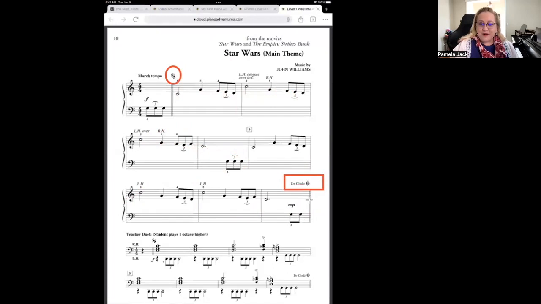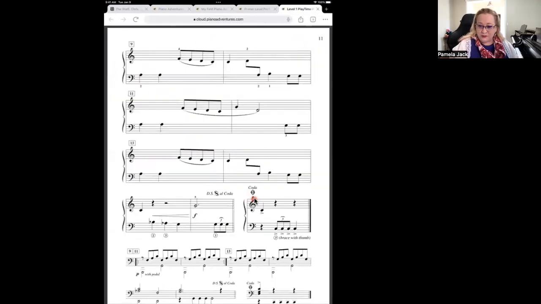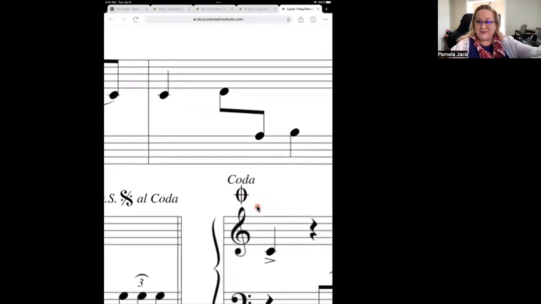To coda. So right there when you get to the end of the first page the second time, that's when you jump. You jump to here. You can do it. So now you know a new term. Study it. Remember it. DS al coda is a type of repeat. DS means you go back to the sign and then you play until you see to coda and then you find the coda. That symbol right there is a coda. See if I can zoom in. There's a coda right there.